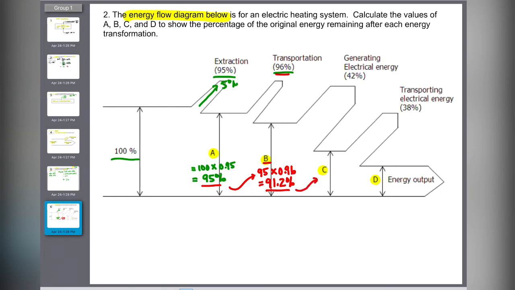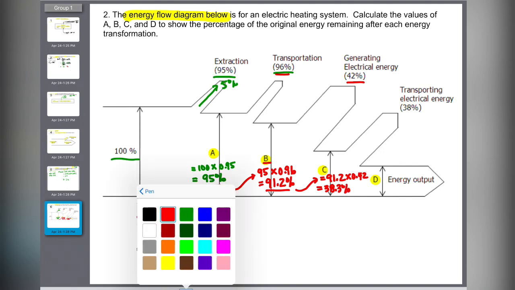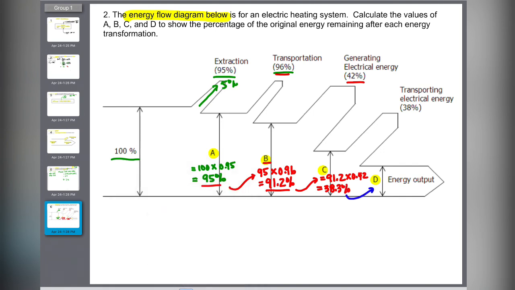Okay, take this new value and figure out what the percentage loss is. Ooh, this one's a whole lot. I have 42% left. That means I have to multiply by 0.42. So divide that by 100 always. So 38.3% is left. And that goes to the next one.